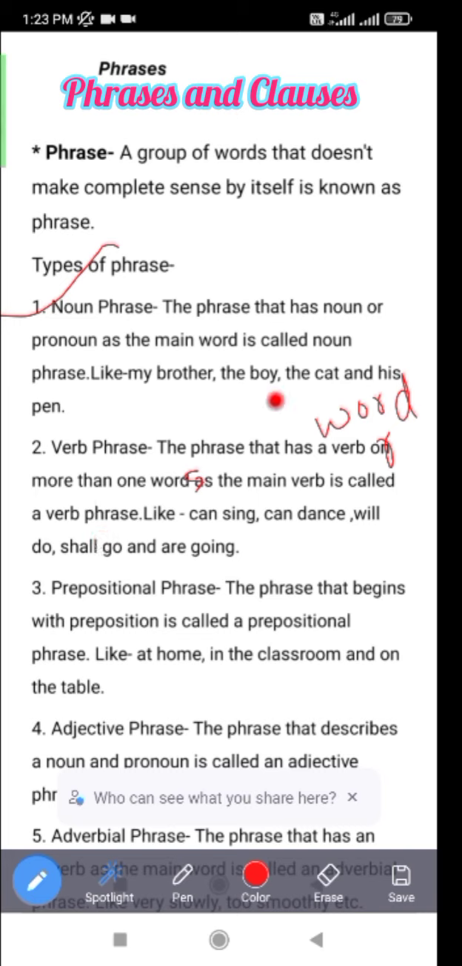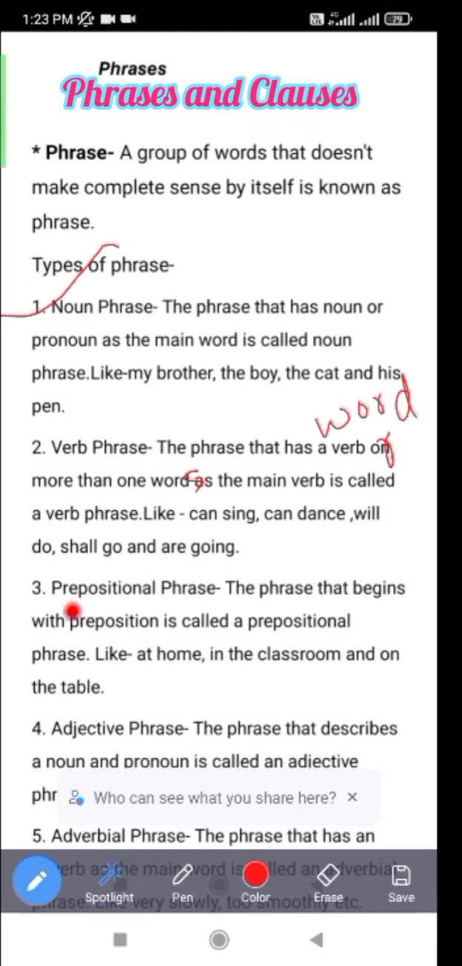So in a verb phrase, what will you see? It may have 1 word or 2 words as the main verb, or a helping verb can also be there. That is called a verb phrase. For example, can sing, can dance. Can is a helping verb, and sing is the main verb. Can dance, can is the helping verb, dance is the main verb. Will do, will is a helping verb, and do is the main verb. Shall go, shall is a helping verb and go is the main verb. Are going, are is a helping verb and going is the main verb. So it can have 1 verb or more than 1. 2 words can also act as a verb. That is called a verb phrase.